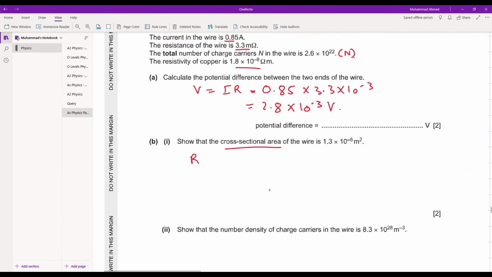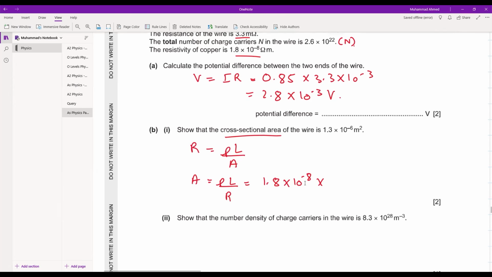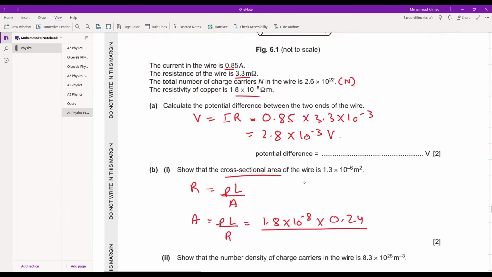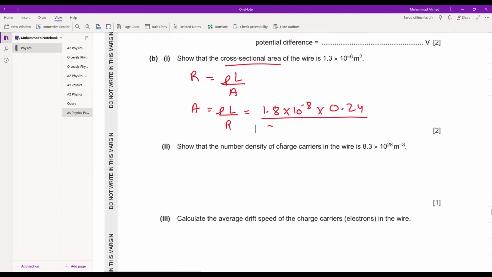Now you have to calculate the cross-section area. You know that the resistance is equal to resistivity into length divided by area. How will you calculate the cross-section area? Cross-section area is equal to resistivity into length divided by resistance. What is the resistivity? 1.8 into 10 raised to the power of minus 8. What is the length of the wire? 0.24. What is the resistance, children? 3.3 milliohms, 10 raised to the power of minus 3. What does your area come out to be? 1.3 into 10 raised to the power of minus 6.